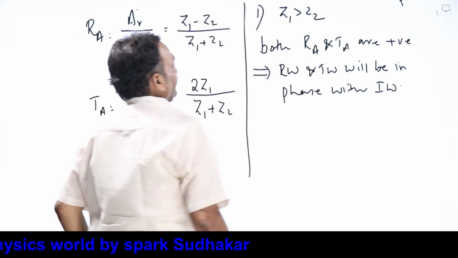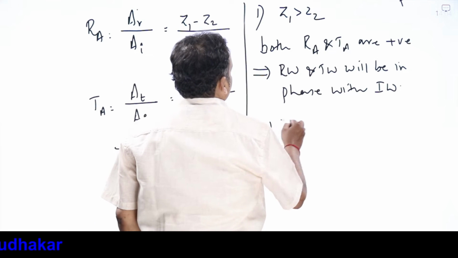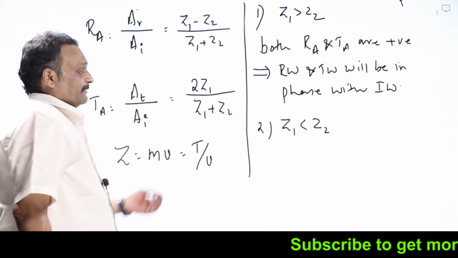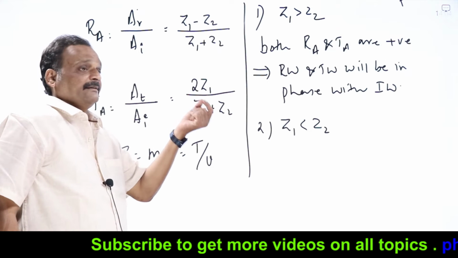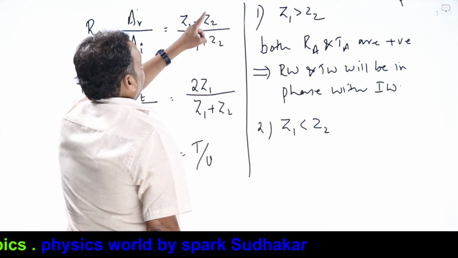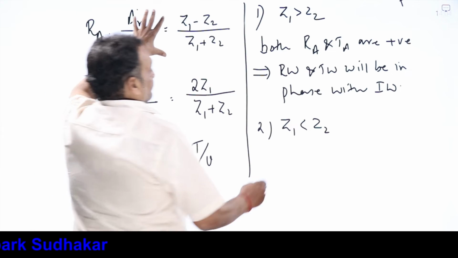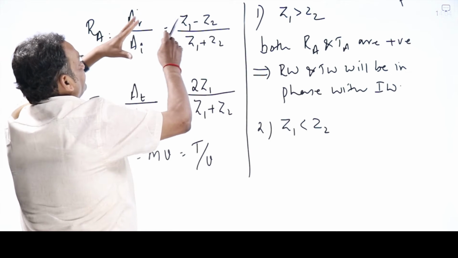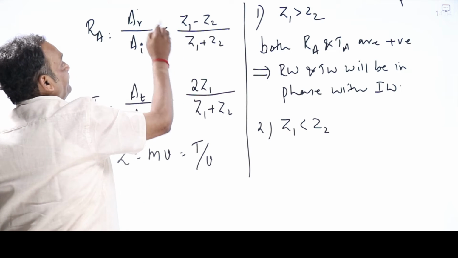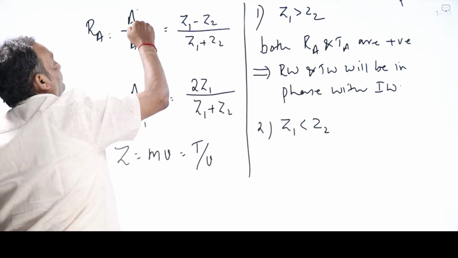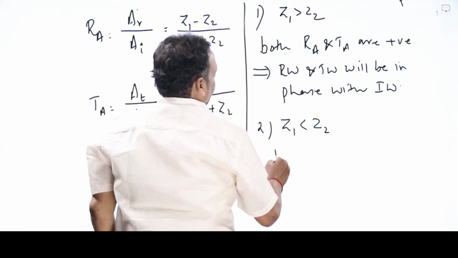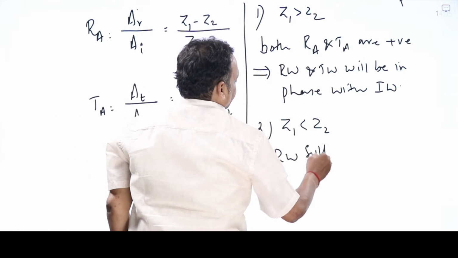Next case, when Z1 is less than Z2. That is case 2. Here the wave is going from a rarer medium to a denser medium, or a low impedance medium to a high impedance medium. In that case, Z1 minus Z2 will be a negative term, so RA is negative. That means AR equals minus something into AI; AR and AI will have a minus sign in between. It means the reflected wave will have a phase difference of 180 degrees, or pi. So the reflected wave suffers a phase change of pi.